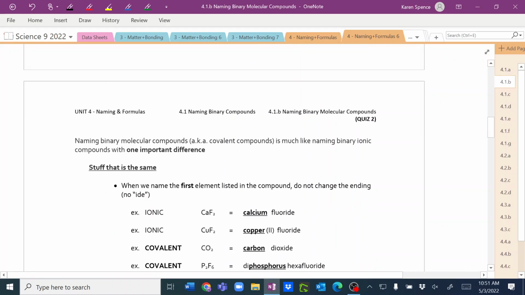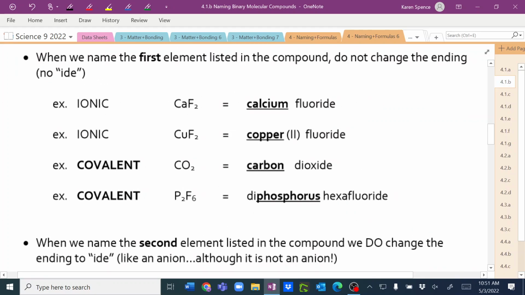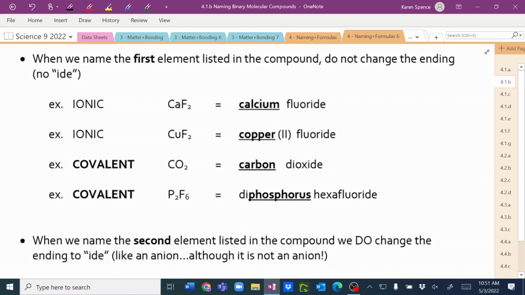Now, on to the naming part. Stuff that is the same. You may already have done this. If so, just bear with us. Ionic. Obviously, we just name it calcium and then fluoride. And remember, we ignore that little number down there. We really don't care when it's ionic. Ignore the subscript.